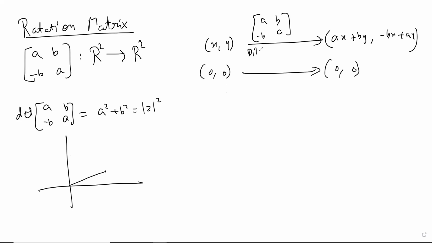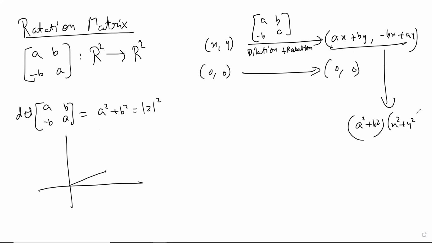What is happening here is dilation by a fixed amount, and you can guess that the amount is the square root of a squared plus b squared, the modulus. Dilation plus rotation: the significance is that the dilation is fixed, no matter what you input. Let's check it. Squaring the distance gives a squared plus b squared times the input's squared distance, so the distance gets multiplied by the square root of a squared plus b squared always.